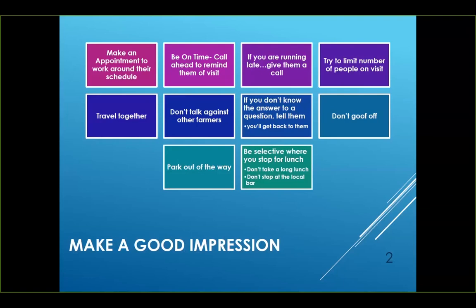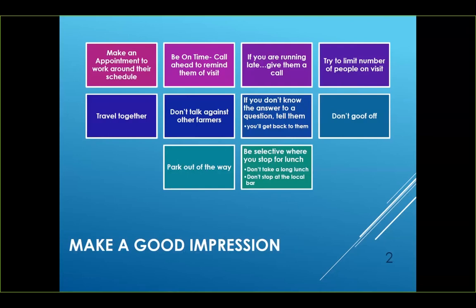And the first slide here, we're talking about making a good impression. And that's important. Make the first step, get off on the right step. So, going through some of these bullets here: make an appointment to work around their schedule. Farmers are working at their home where they live. They're very busy. They have a lot of different things going on. And what their day is lined up to be may not turn out to be like that, which happens in many professions, right? But especially in the farming community.